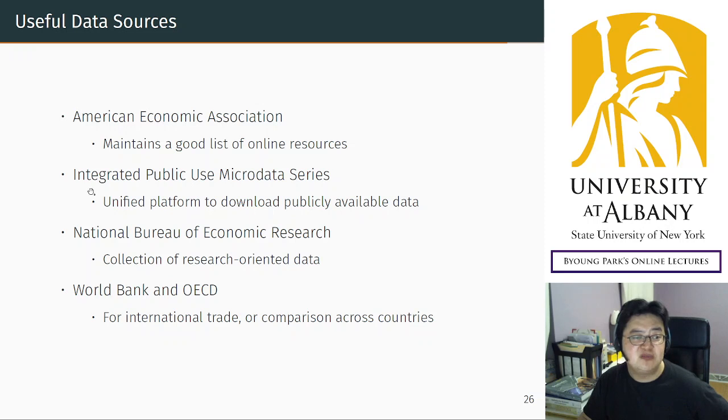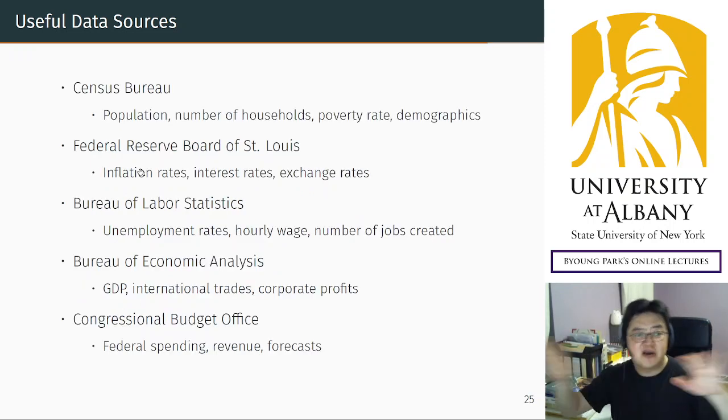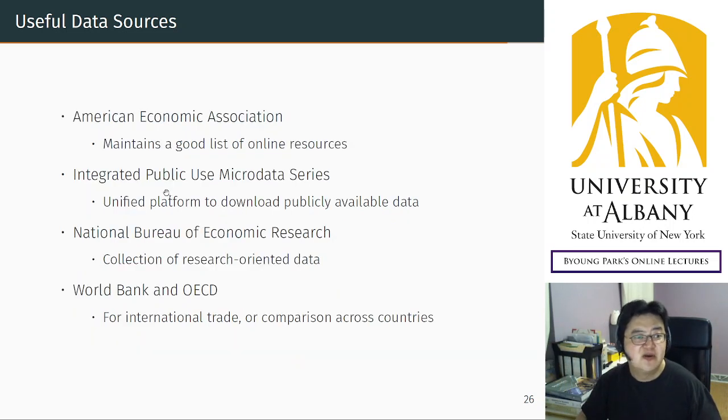And IPUMS, Integrated Public Use Microdata Series. IPUMS is a very famous platform. As you can see, data sources are from many different places, but they collect them in one place and provide a platform so that you can easily download specific variables and filter the data. So it is a very useful platform to find data.